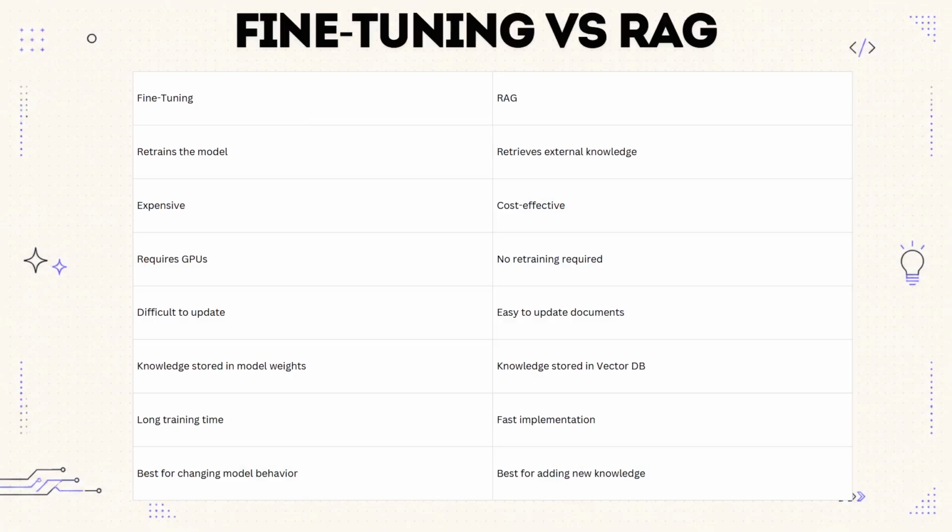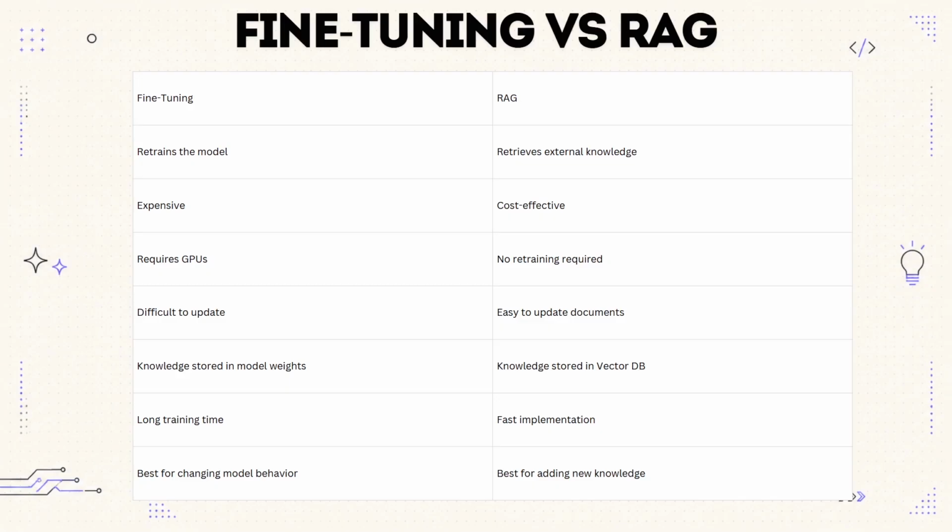Now let's understand the difference between fine tuning and RAG. Students often confuse these two concepts, so let's make it simple. Fine tuning changes the model itself, but RAG doesn't. Fine tuning retrains the model, while RAG uses external knowledge. Fine tuning is expensive because, as I mentioned, it has a lot of computational cost and needs a lot of data, so it's not that efficient. But RAG is very cost effective. Fine tuning requires a GPU, while RAG doesn't need any training method.